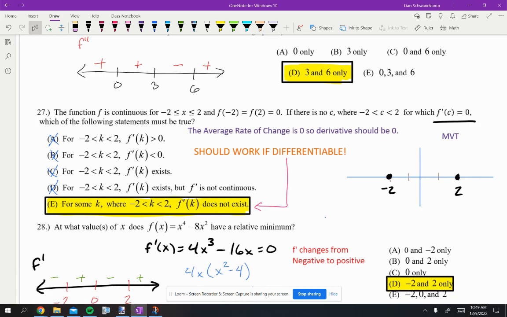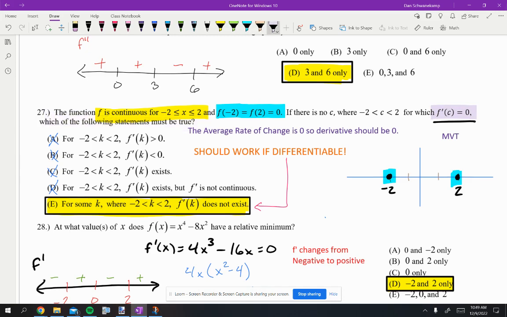It says the function f is continuous from -2 to 2, and f of -2 is equal to f of 2 is equal to 0. So if I put that on a graph, it would look like this. Hey, at -2, I'm 0, and at +2, I'm 0, okay? If there is no c where f prime of c is equal to 0, which of the following statements must be true? So when I read that phrase, must be true, I'm thinking theorems, okay?